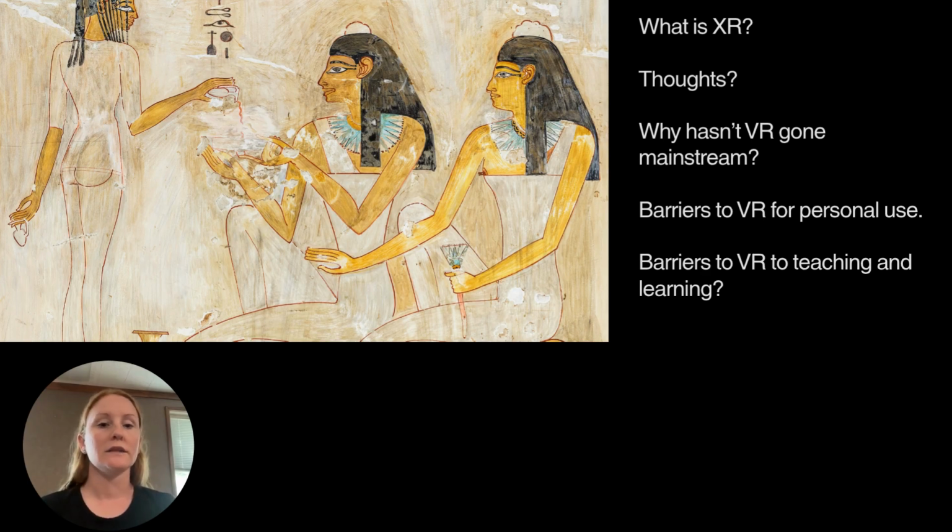What is XR? XR is short for extended reality. Essentially, it is mixing both virtual and real environments. So, people that are using XR are able to see the real world around them, but then also have digital elements added into the display.